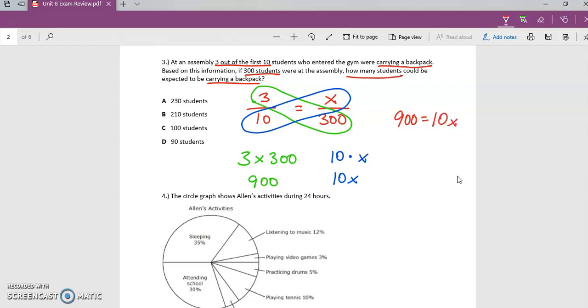I want to solve for x, the number of students that are carrying a backpack, so I divide this side by 10 to cancel those. Divide this side by 10, and I get that x is equal to 90 students. Letter D is my correct answer.